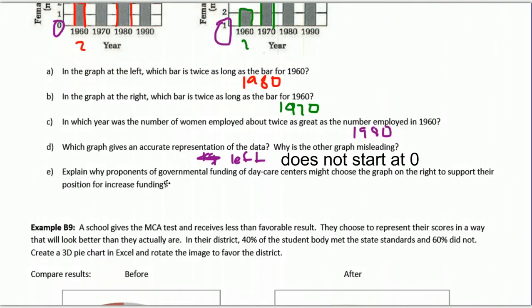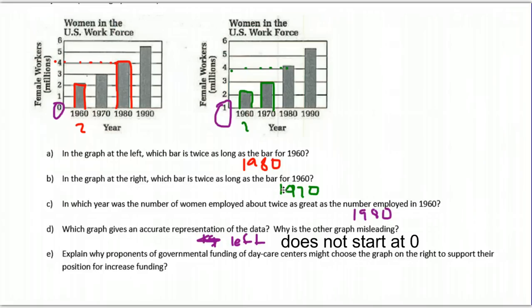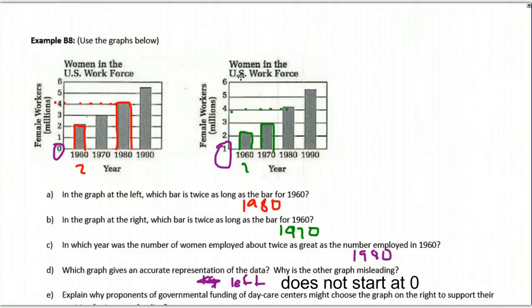And then part E, explain why proponents of governmental funding of daycare centers might choose the graph on the right to support their position to increase funding. Well, if you're trying to get more daycare centers, then you probably want to show that more women are working than before. And this graph looks like since 1960 the number of women in the workforce has far more than tripled, it's gone up almost 4 or 5 times. Whereas this graph here, maybe 2 to 3 times as many women are in the workforce. So this one looks like it's going up faster than this one does.